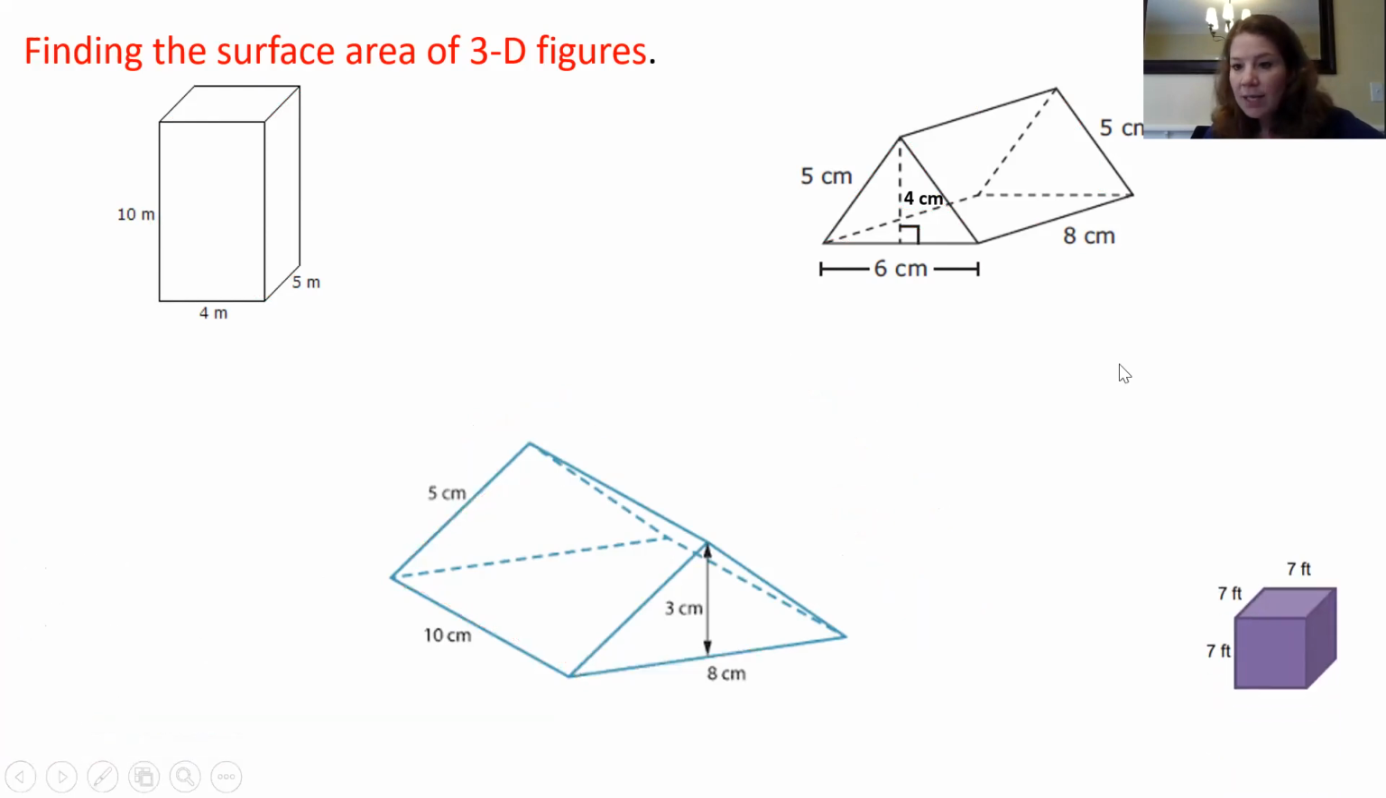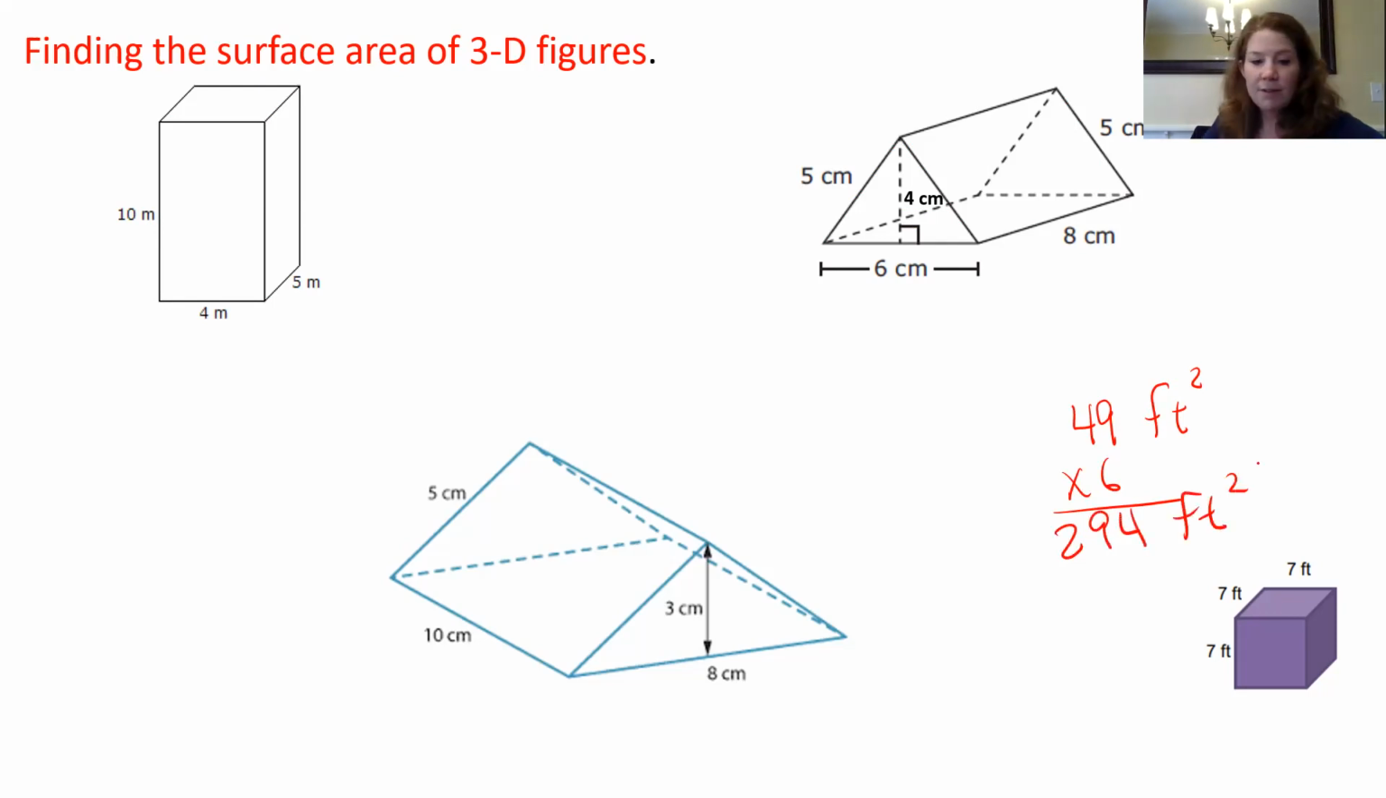A cube, good thing about all those sides is they're all equal, right? So each side of this cube is a 7 by 7. So each side has an area of 49 feet squared, and a cube has 6 sides. So what'd you guys get? 49 times 6? Hopefully you got 294 feet squared.